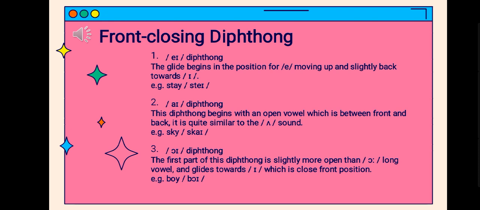Number 2 is the I diphthong. This diphthong begins with an open vowel which is between front and back. It is quite similar to a sound. Example in the word sky. Once more, sky. Number 3 is the Oy diphthong. The first part of this diphthong is more open than the long O vowel and glides toward E, which is the close front position. Example in the word boy. Once more, boy.